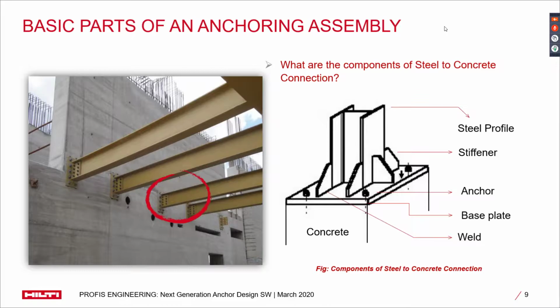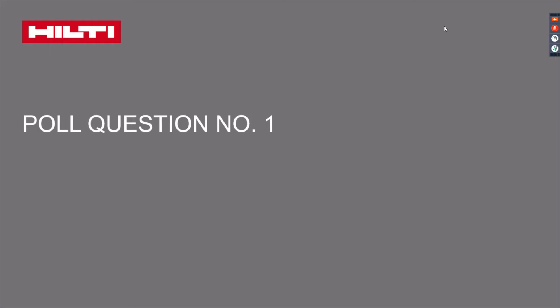Then the fastened element, which are usually structural steel shapes such as I-beams or structural channels, and also additional connection details such as stiffeners, plates, and welds. So similar to the concept of composite construction, the design for an anchoring assembly should be able to work as a single unit, or an assembly performance.